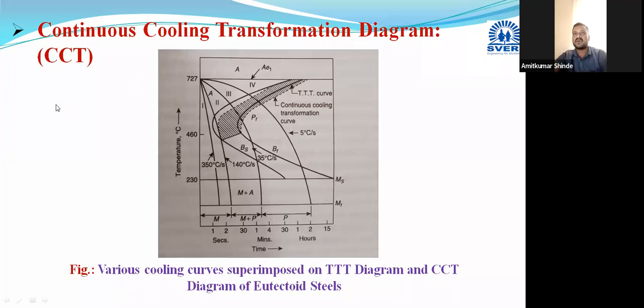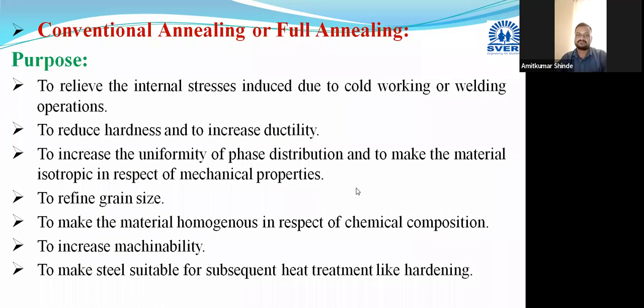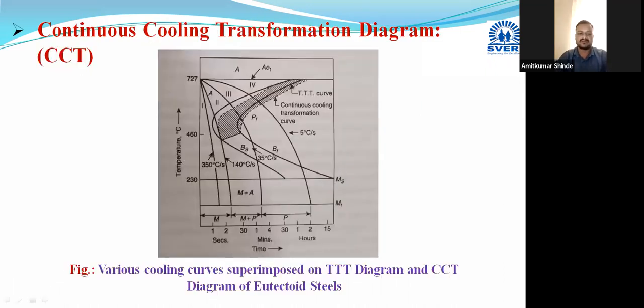Now, in this way, we have completed the TTT diagram, CCT diagram, and critical cooling rate. Now we will start the heat treatment processes. The first heat treatment process is annealing, conventional annealing. Please note it down, or just draw this CCT curve. I will take a 1 minute pause here, just 1 minute.